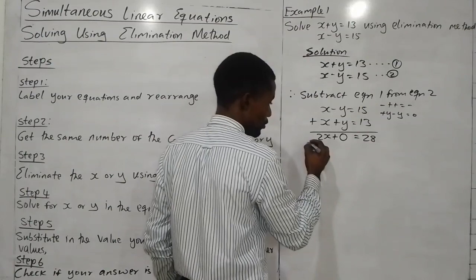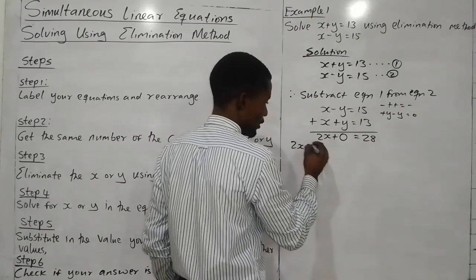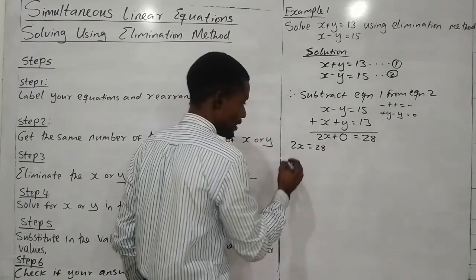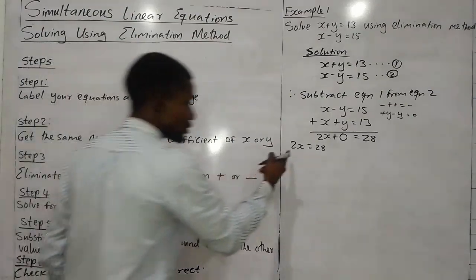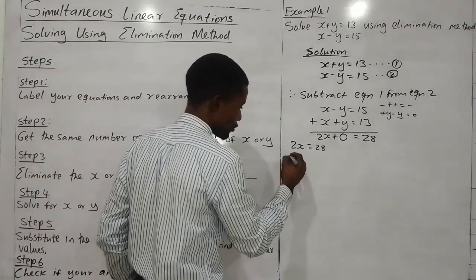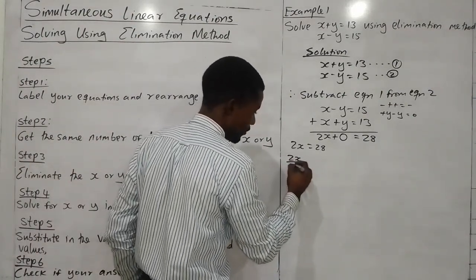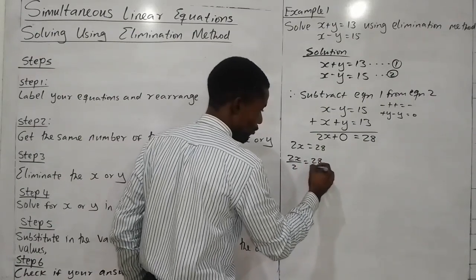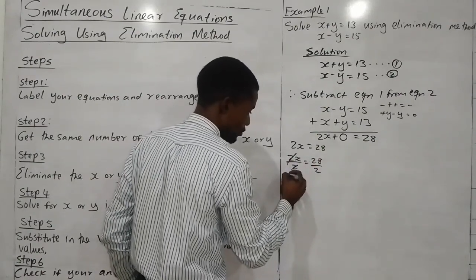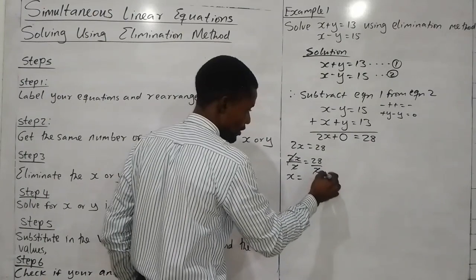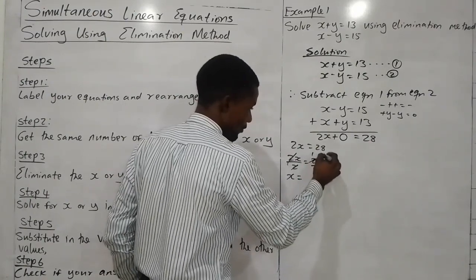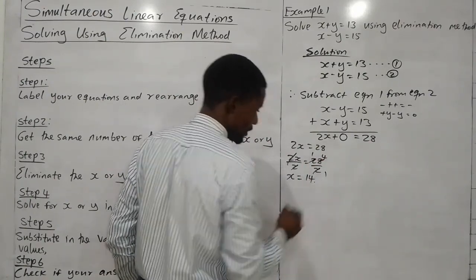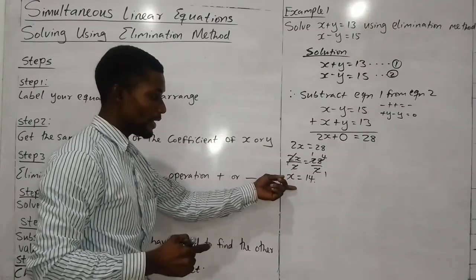So you have 0 here, plus x plus x will give me 2x. Now that I have 2x equals 28, the next thing I need to do is divide both sides by 2, which is the coefficient of x. So I'll have 2x over 2 equals 28 over 2. Dividing both sides by 2, we have x equals 14. So my final answer here is 14 for x. So my x is 14.